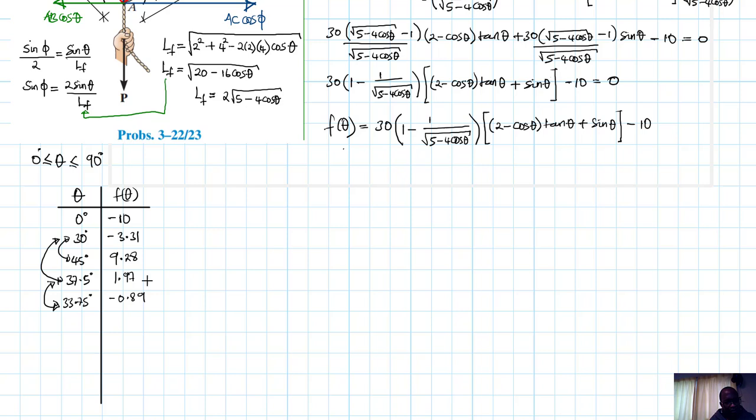These are the minimum values. So 37.75 plus 33.75 plus 37.5 divided by 2. So we'll get 35.63. So let's plug this in.